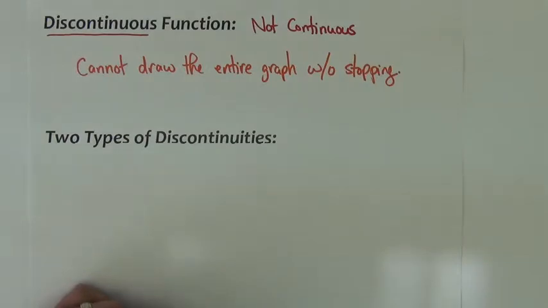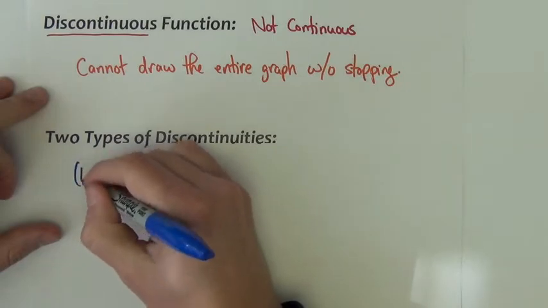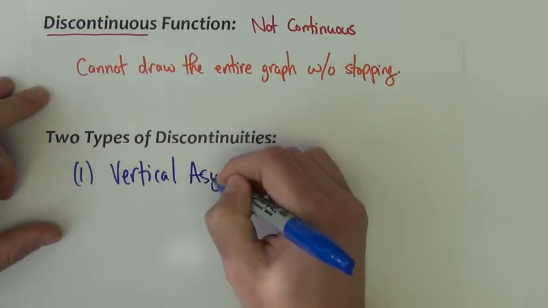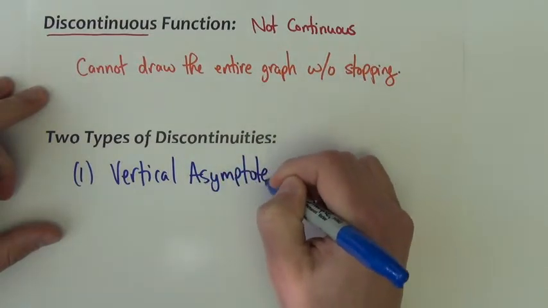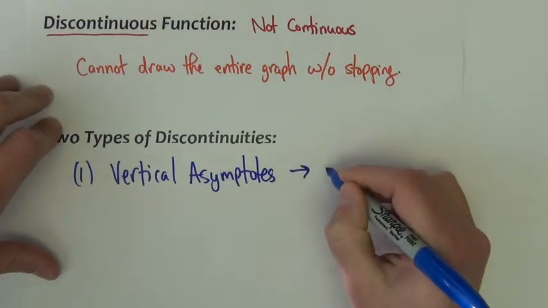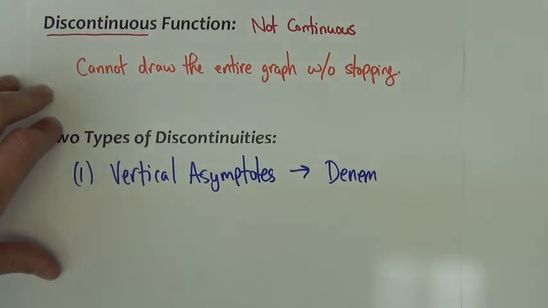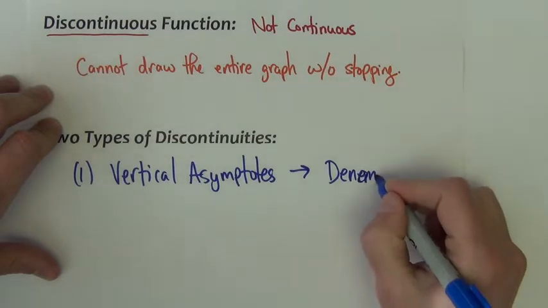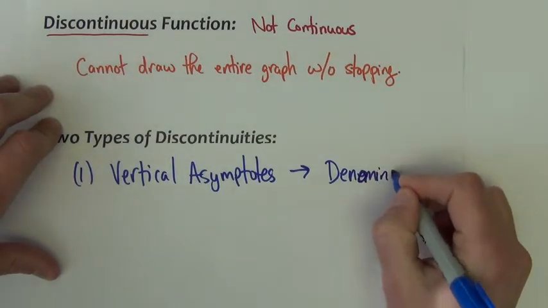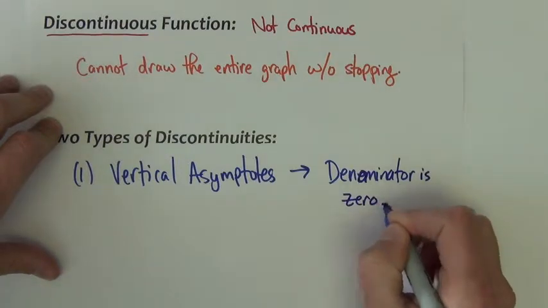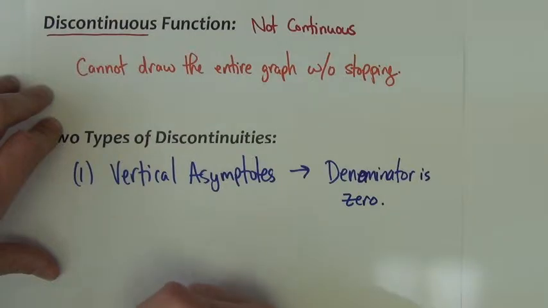That's a discontinuous function. It doesn't continue from beginning to end without stopping. There are two types of discontinuities that we'll go over in this section today. The first ones we've already seen are vertical asymptotes. They always occur where the denominator is 0. And that's where you're always going to find them.